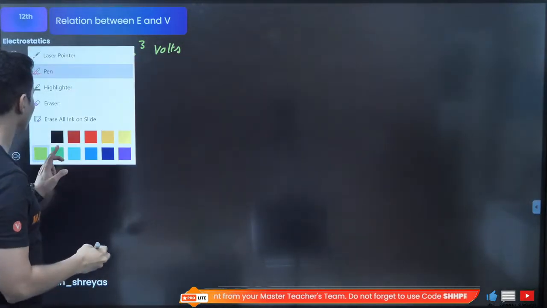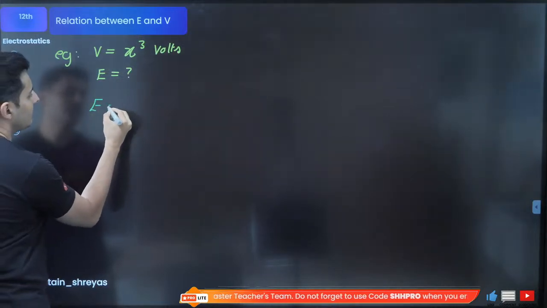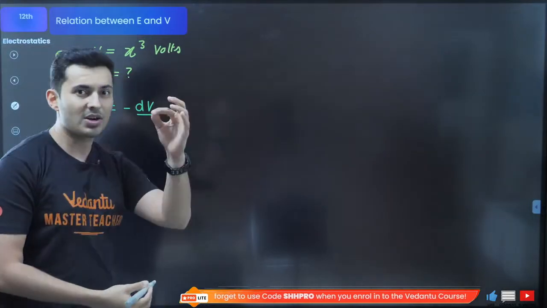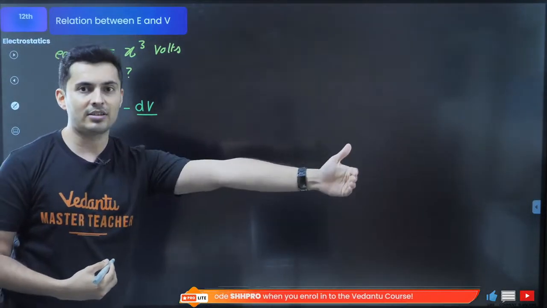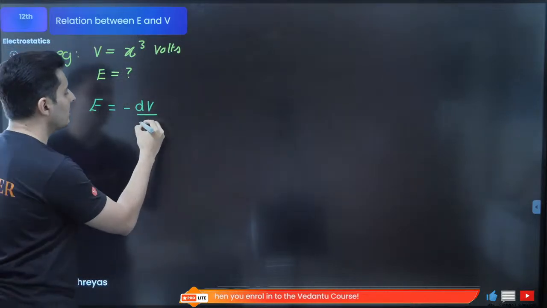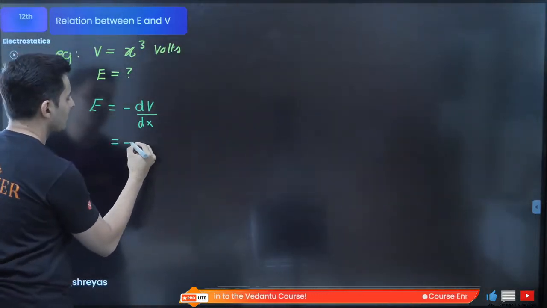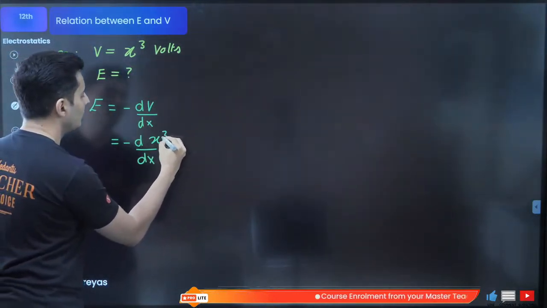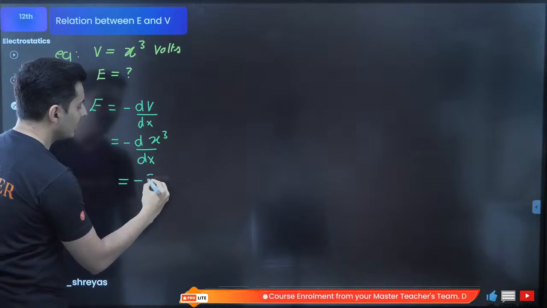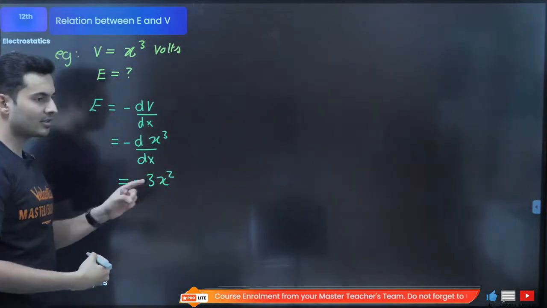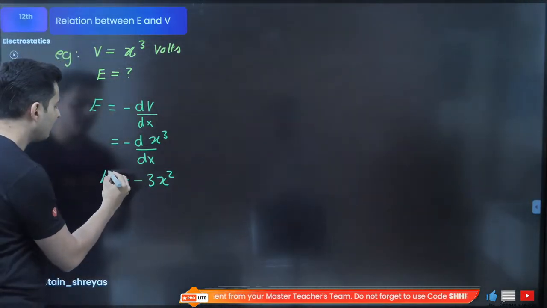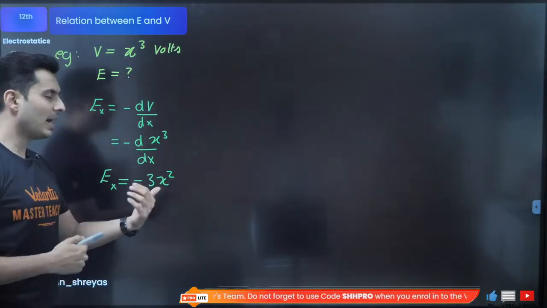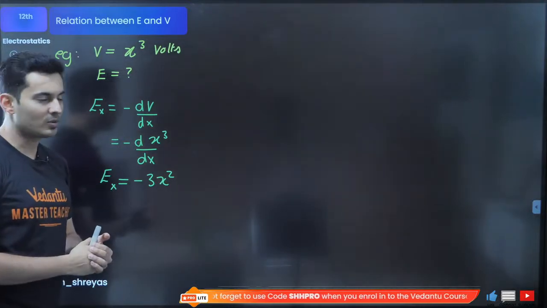Here is what I am going to do. I will say field is nothing but negative dV by dr, but here potential is a function of x. Potential changes with the x coordinate, so I should differentiate voltage with respect to x. So this will be minus d by dx of x cube. The derivative of x cube is 3x square, correct? So this is going to be the field, entirely in the x-axis. So the field is minus 3x square. I hope everybody agrees to this.